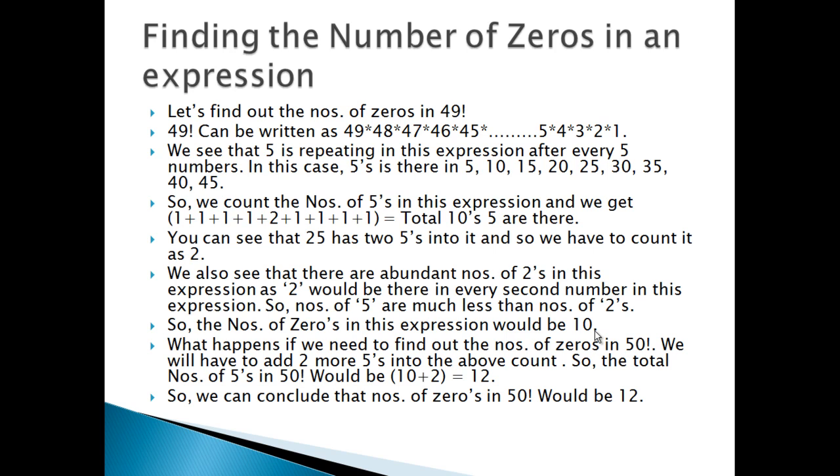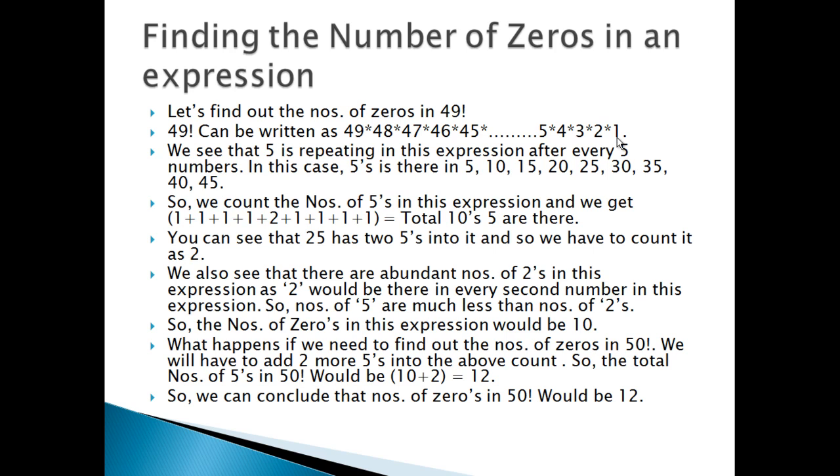Factorial 49 can be written as 49 times 48 times 47 times 46 up to 5 times 4 times 3 times 2 times 1. It goes on till 1, right? So you have approximately around 49 numbers in it, which are multiplied to each other, starting from 1 it goes up to 49, or in a reverse manner, starting from 49 it goes down to 1, and all of them are multiplied. Now we need to count the number of 5s in this expression.